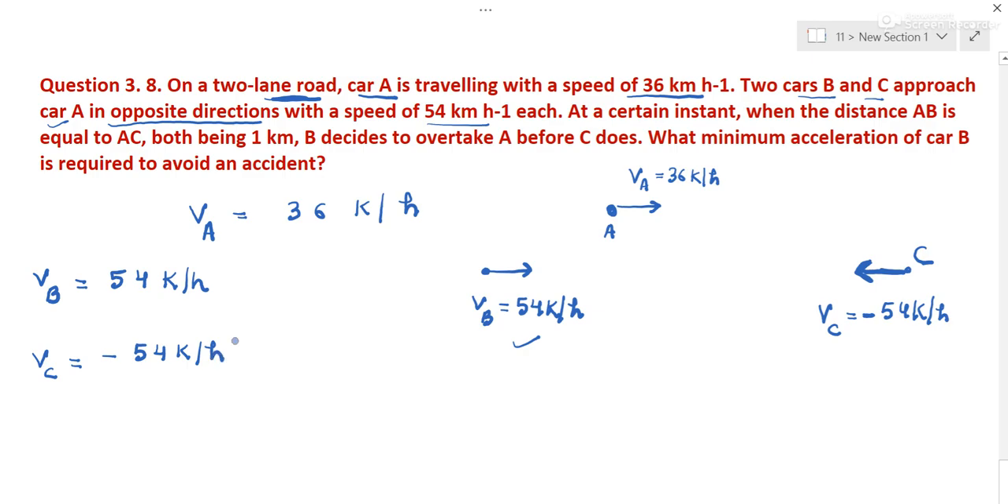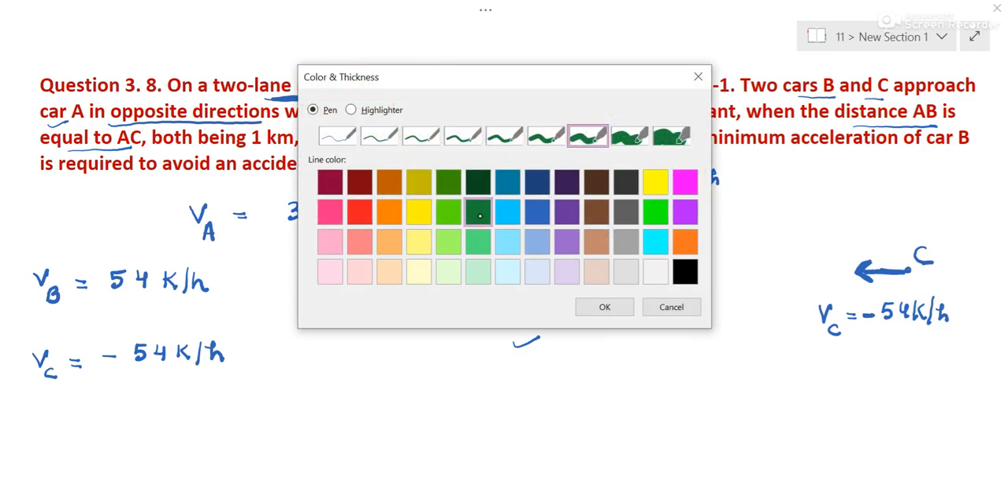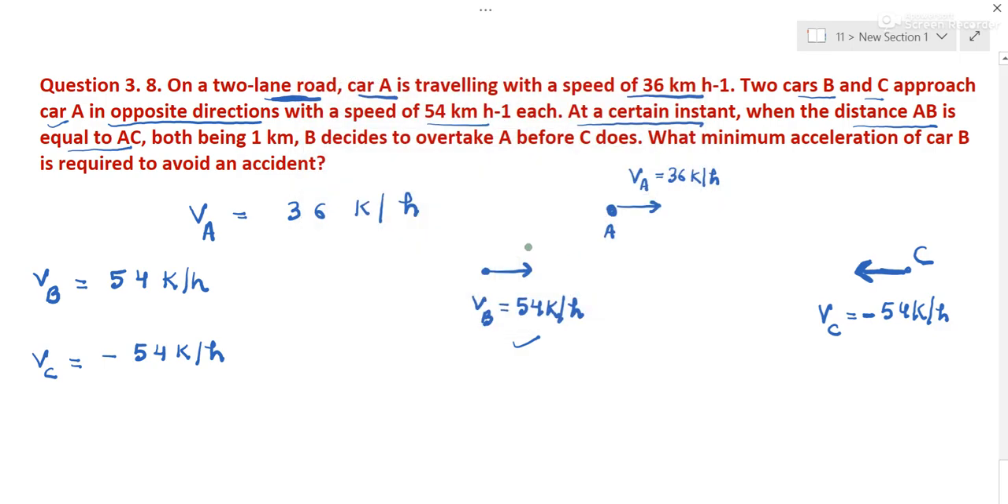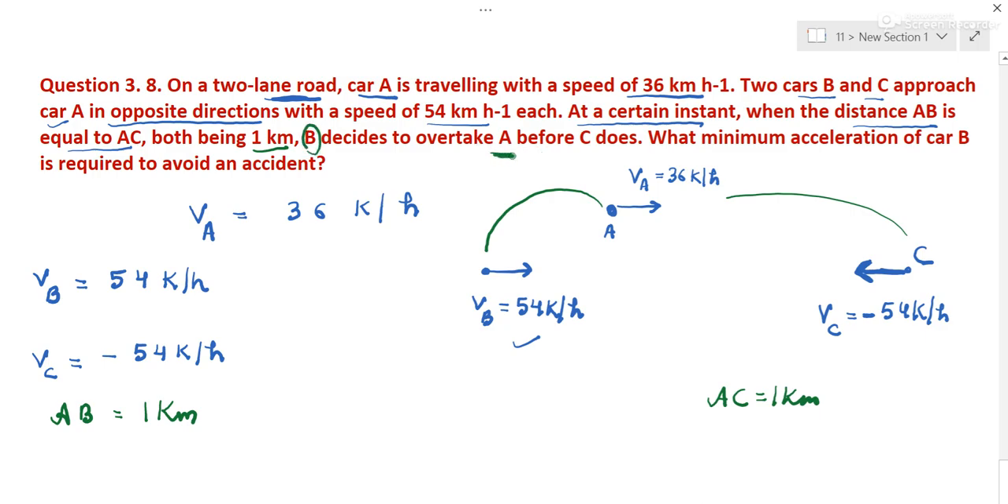Now at a certain instant, when distance AB is equal to AC, distance between A and B is equal to AC at some instant, and it is equal to 1 kilometer. So distance between A and B is 1 kilometer, and distance between A and C is 1 kilometer. B decides to overtake A before C. B is deciding, right? So what minimum acceleration is B required to have to avoid an accident?